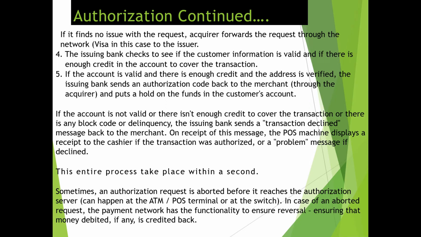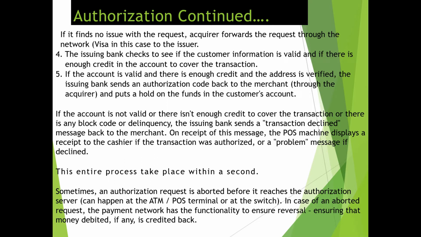If it finds no issue with the request, the acquirer forwards the request through the network. The issuing bank checks to see if the customer information is valid and if there is enough credit in the account to cover the transaction. If the account is valid, there is enough credit, and the address is verified, the issuing bank sends an authorization code back to the merchant and puts a hold on the funds in the customer's account.